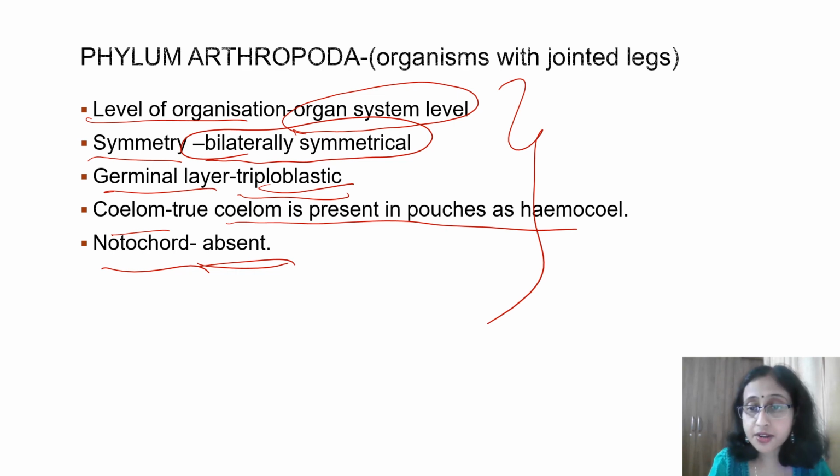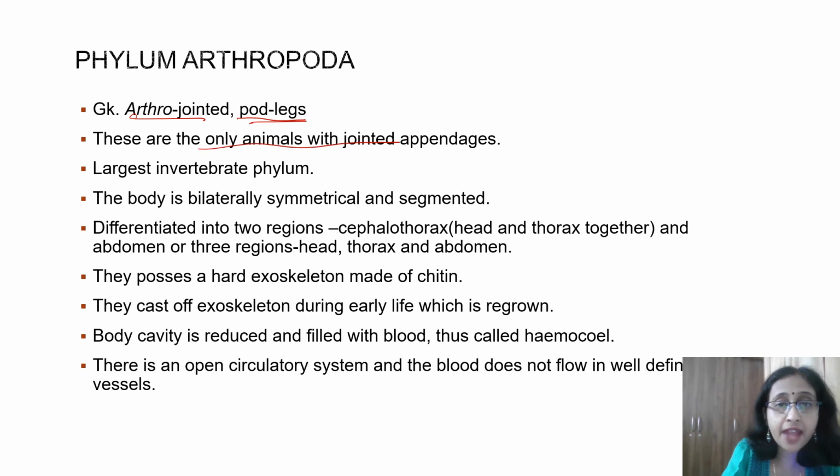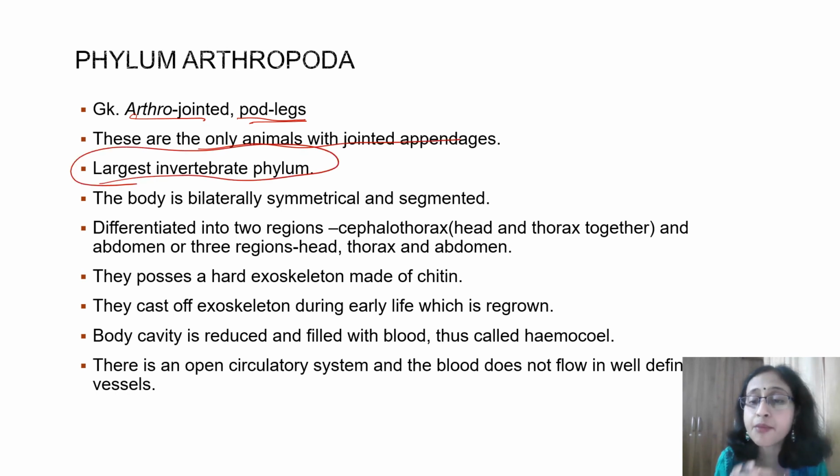So what are the general characteristics of this phylum? Let us see that. Now phylum Arthropoda. As the Greek term suggests, arthro means jointed and pods means legs. From this term we have derived the term Arthropoda. So these are the only animals with jointed appendages. This is the largest invertebrate phylum, and under this category many animals are there.